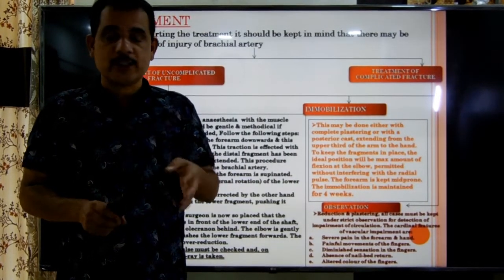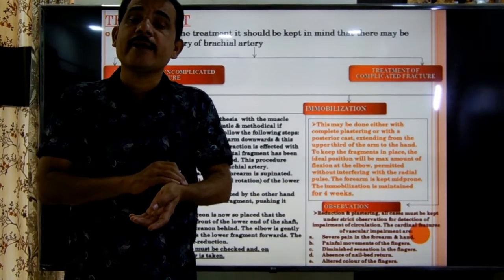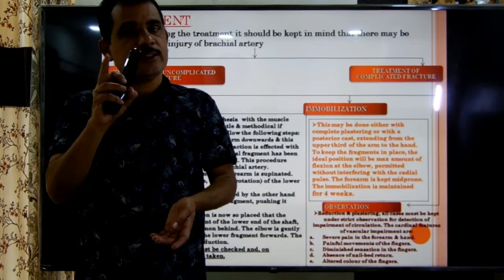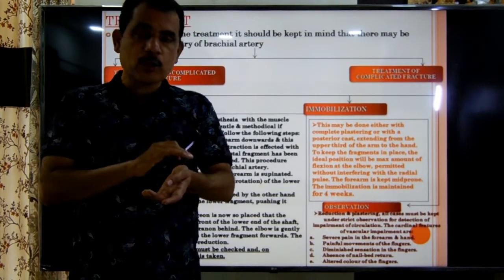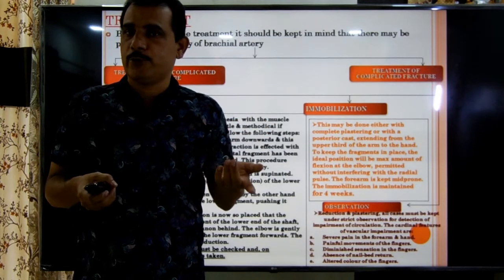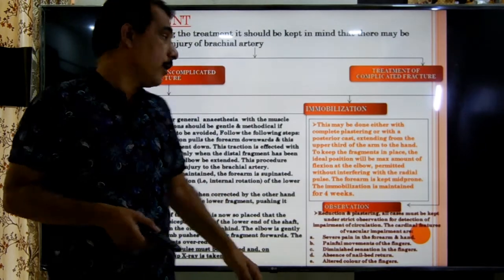If it has not occurred, how is it excluded or ruled out? By examining the radial pulse. If you don't get the pulse, it indicates there is injury to the brachial artery. If you are getting a normal pulse, it indicates there is no injury to the brachial artery. Then you can proceed further. So do you understand?